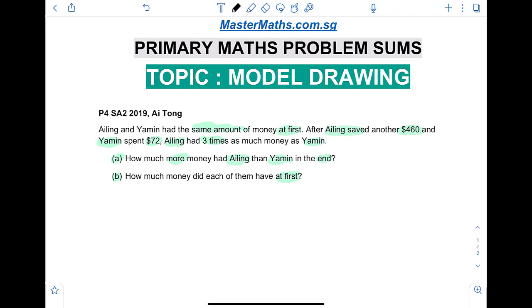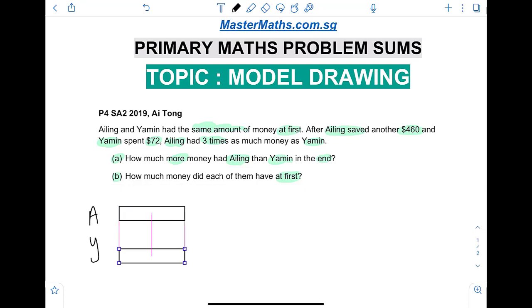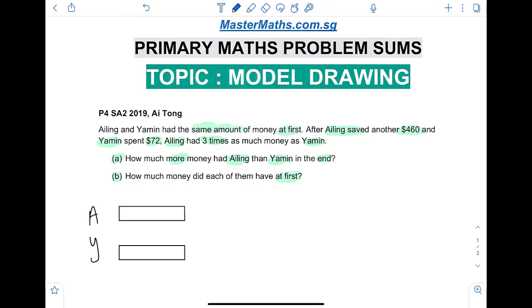Now, this question can be solved by drawing a model. So what we can do is, for Aileen and Yamin, we draw the same box for each of them because they both had equal amounts of money. They had the same amount of money at first. Now, what happened was, Aileen saved another $460. So she had some additional amount of money, which is 460.